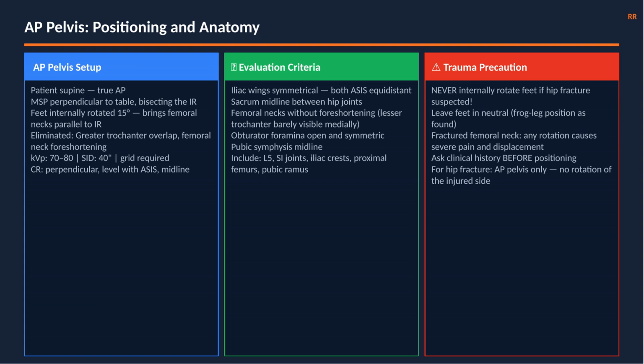kVp 70 to 80. SID 40 inches. Grid required. CR perpendicular to the table, centered at the level of the ASIS midline.